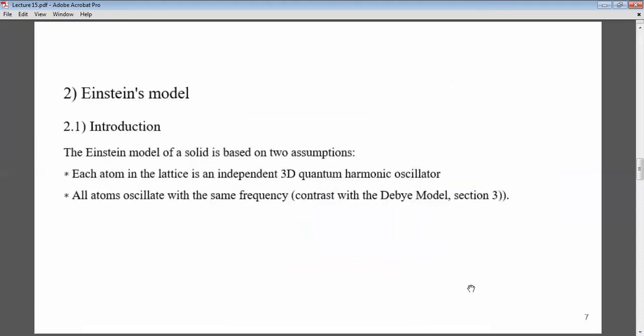How did Einstein base his model? He starts by saying each atom in the lattice is an independent 3D quantum harmonic oscillator. So this is the first thing he based his model on. And the second thing is saying that all atoms oscillate with the same frequency. This is different from the Debye model, which we will see in future lectures. Okay, so these are the two things that Einstein based his model on: that each atom in the lattice is an independent 3D quantum harmonic oscillator, and that all atoms oscillate with the same frequency.